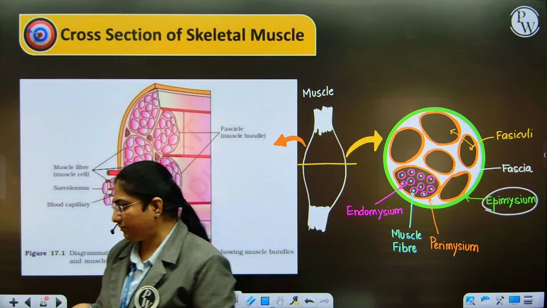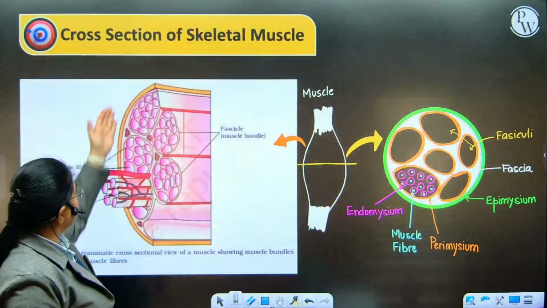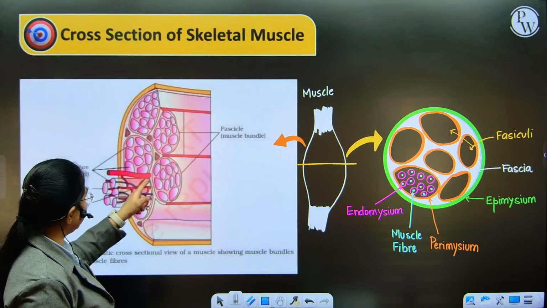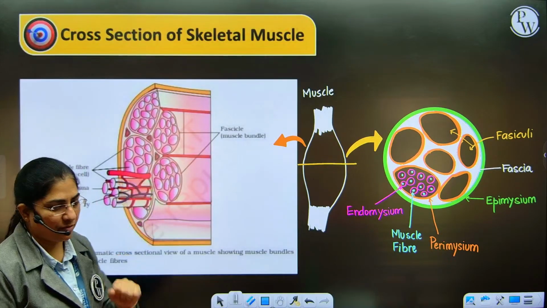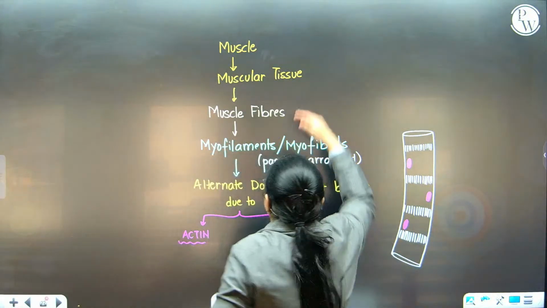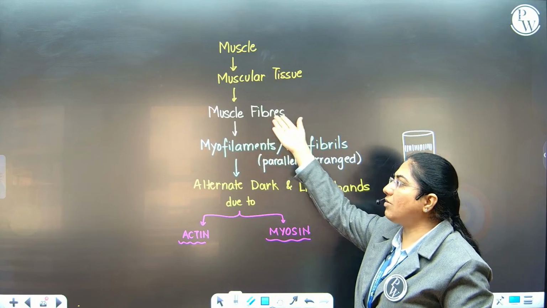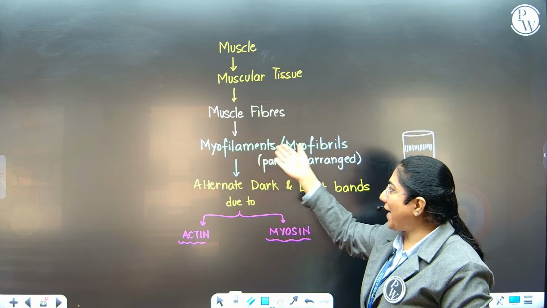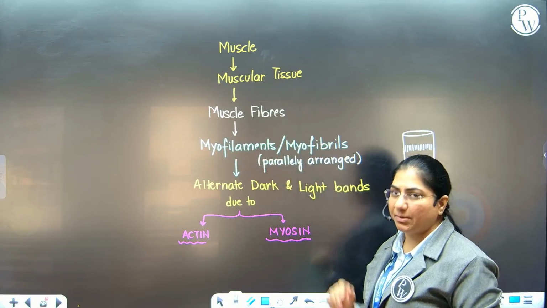Is this clear? Okay. So the same thing we can see here. This is the epimysium with the fasciculi, with the fascia in between having blood vessels, within which are muscle fibers covered by endomysium. Now muscle, if we are talking about, is an organ which is made up of obviously tissues. Tissues are made up of cells, and these muscle cells are called muscle fibers. Muscle fibers are made up of parallelly arranged structures called myofilaments or myofibrils.